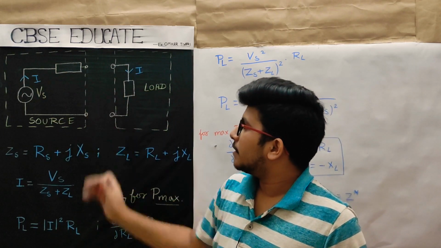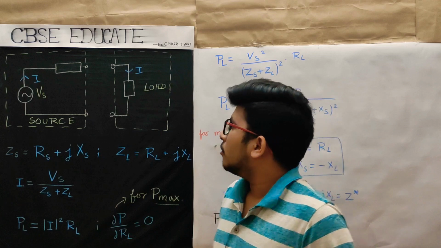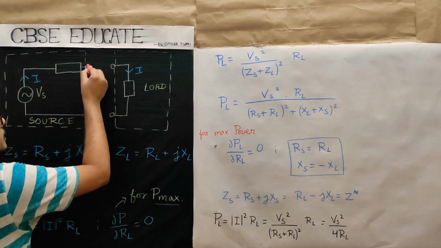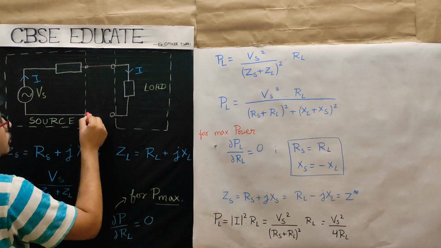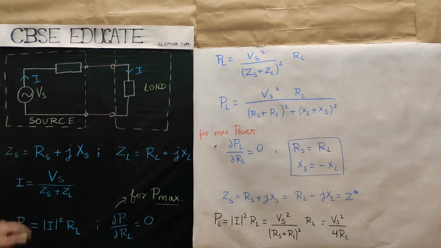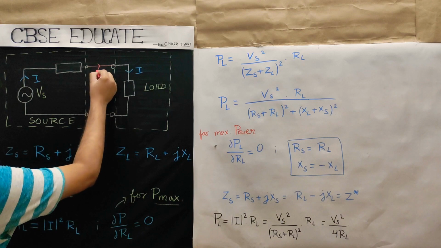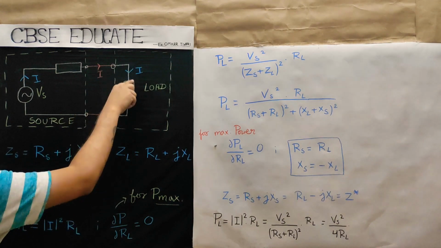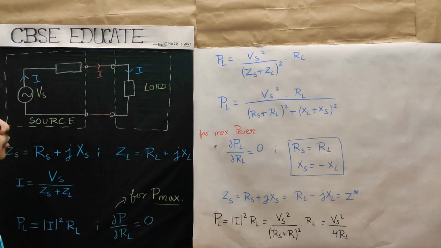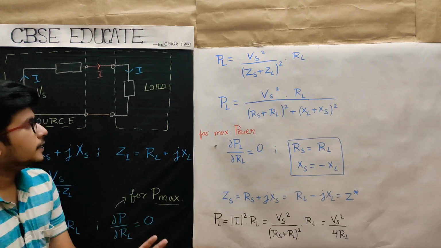Here I am having a source circuit and a load circuit. Simply, I will connect this source circuit and load circuit, and the current here is I. So the current I will be here, and the same amount of current I will go into the load circuit.